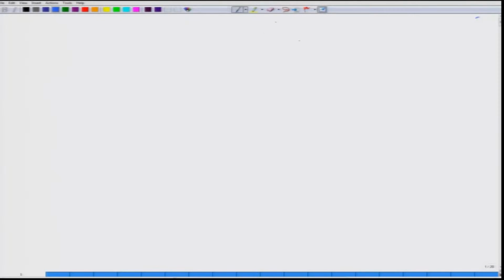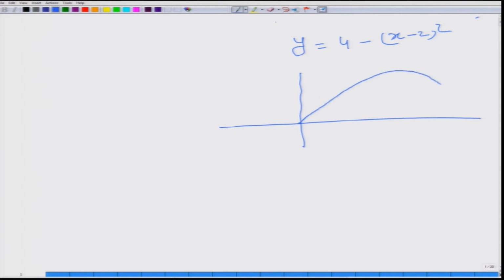So, the first problem is that you are given a parabola, y equals 4 minus (x minus 2) square. What we have to find out is the centroid of the area between this parabola and the x axis. This is my x axis, this is my y axis. So, my aim is to find the centroid of this area.